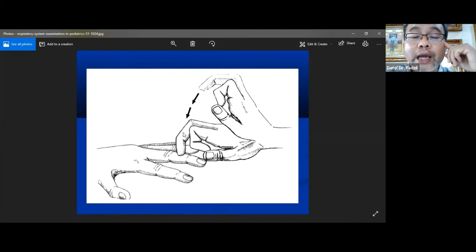The movement has to be only at the wrist. It's not your forearm or your arm. At your wrist only. Movement. You have to practice it. If you want to know whether you have good percussion or not, try to percuss everything.